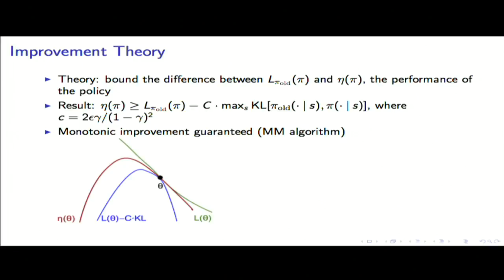It's always lower than eta. So the improvement to eta is at least as good as the improvement to our approximation. If we make this much improvement to our approximation, then we're going to make at least that much improvement to eta. This is the general idea behind a minorization maximization algorithm, sometimes called majorization minimization. The EM algorithm is also in this class. You make an approximation to your log likelihood, and then you make a lower bound to it, and you maximize that lower bound. So we're doing the same kind of thing here.